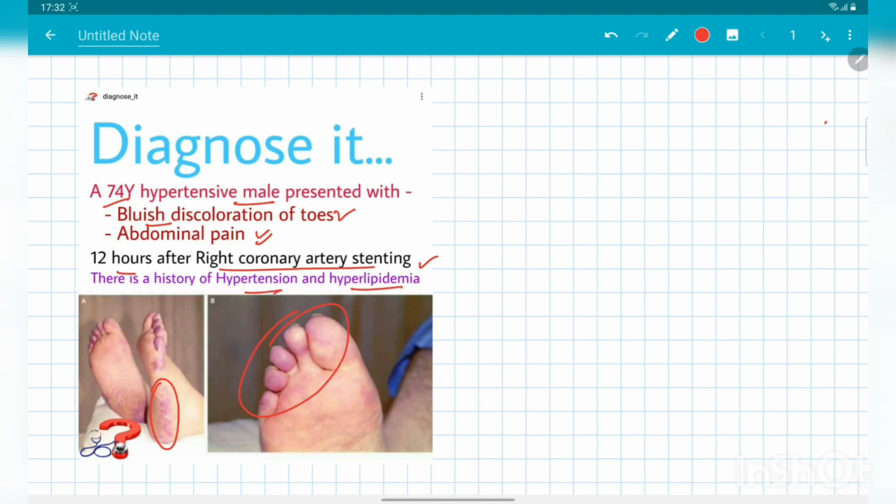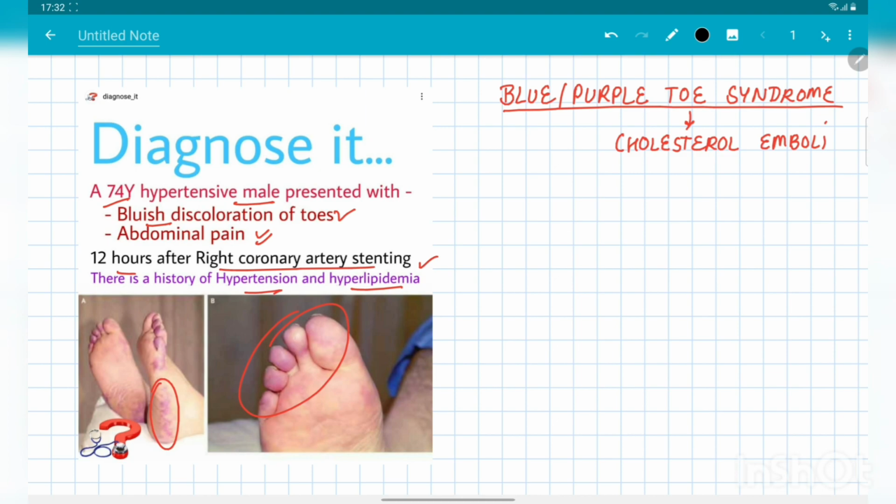So this is our case for today, and let me tell you the diagnosis for this case is blue or purple toe syndrome, that is due to cholesterol emboli. We'll follow our regular way of discussion. We'll discuss what this syndrome or cholesterol embolization is, why it occurs, how the patient presents, the diagnosis part, and in the end the treatment of this disease.